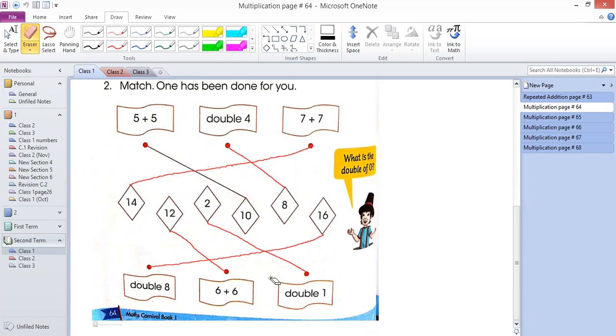And then double of 1. Double of 1 means 1 plus 1. So 1 plus 1 equals 2. So you will match it here. So guys, up to here, everything is clear?